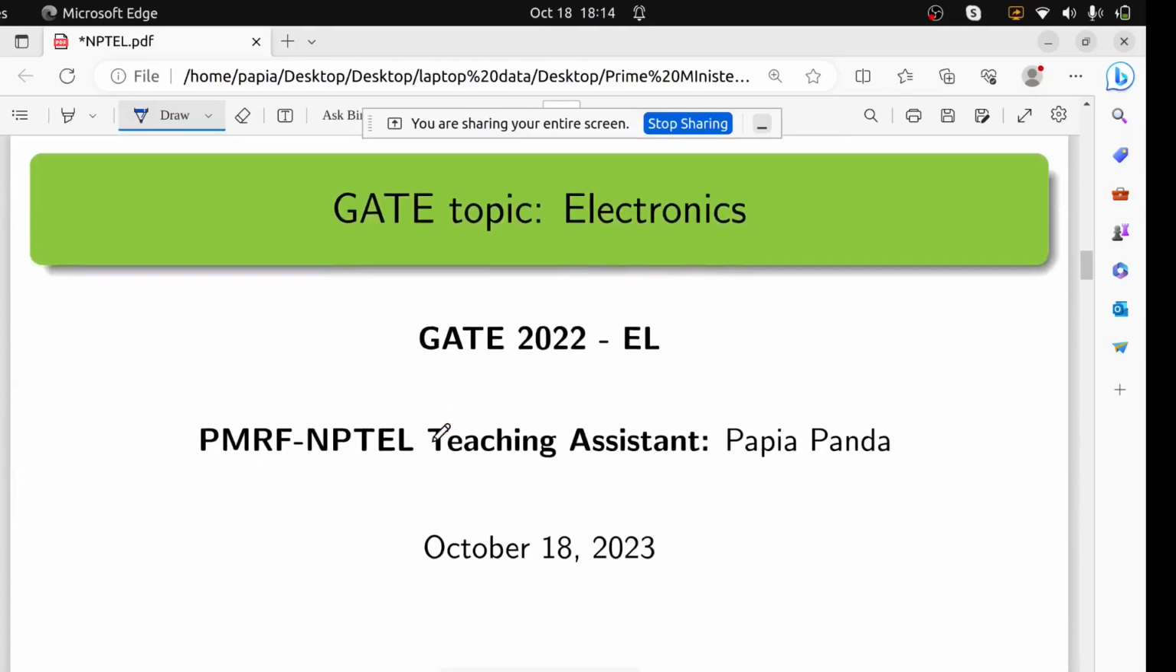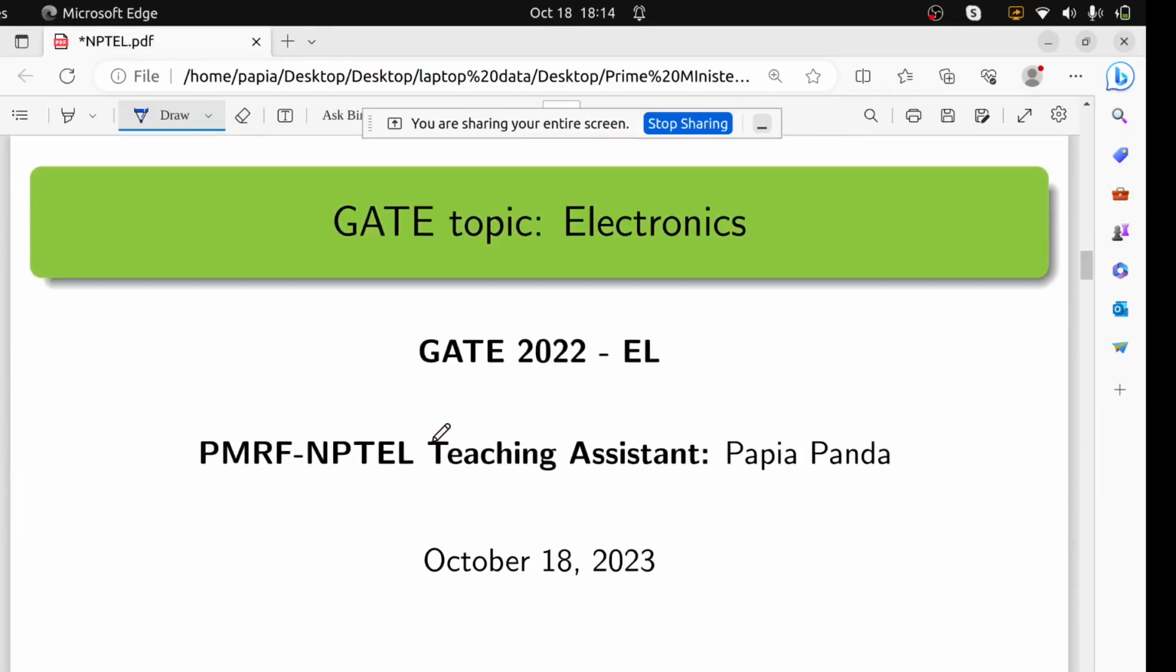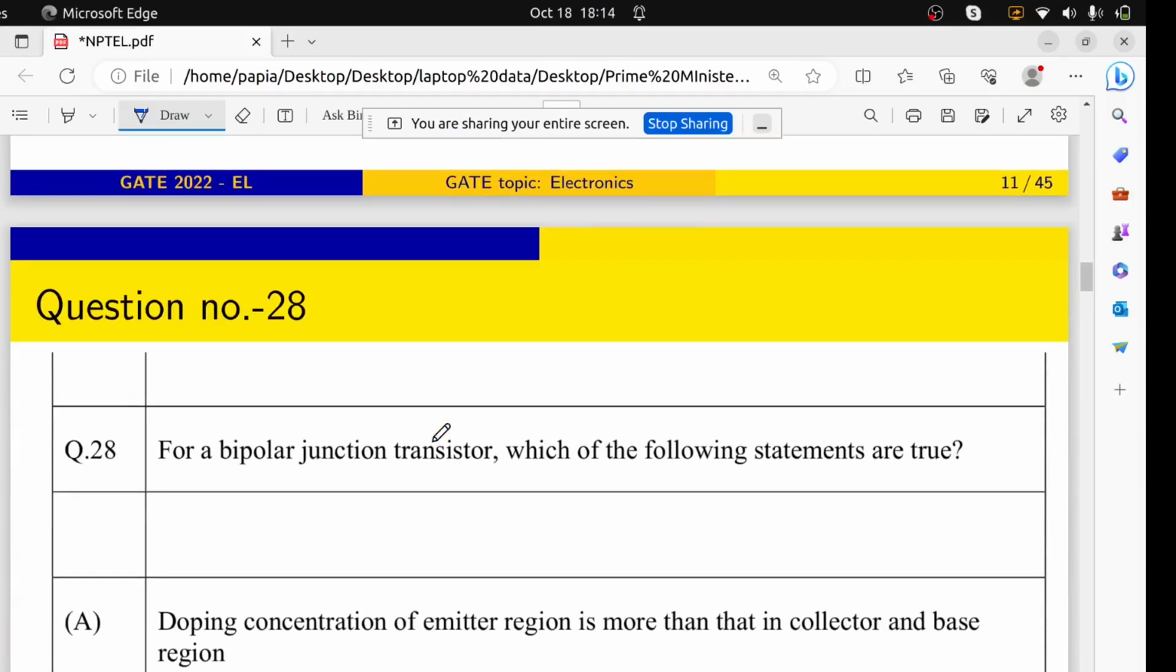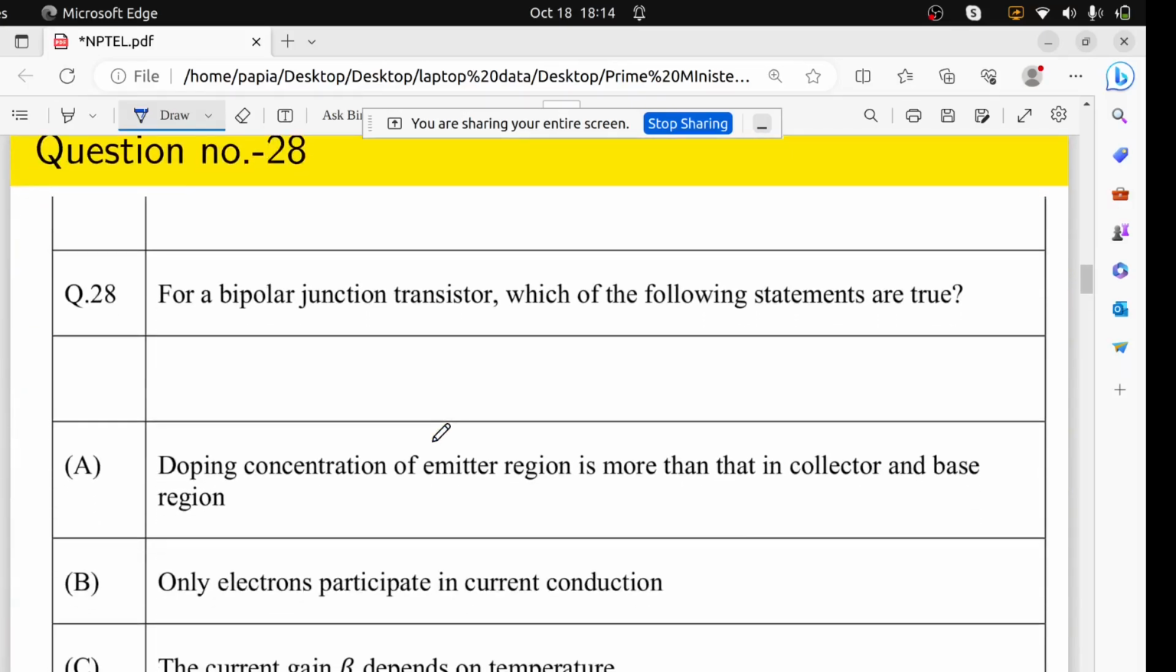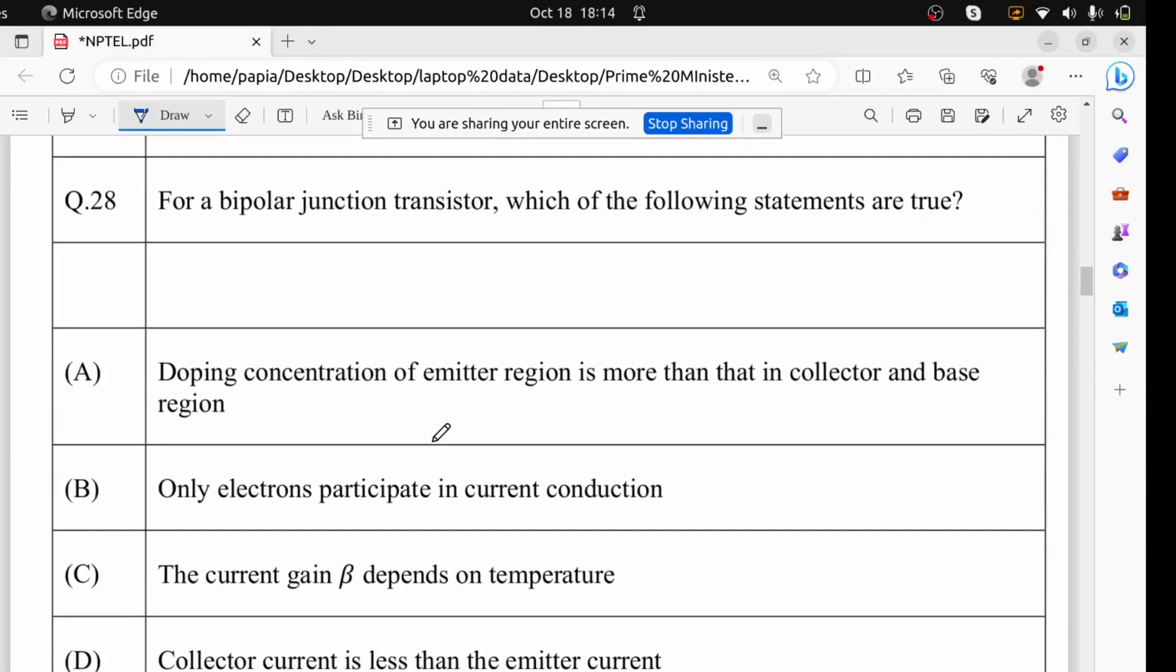Okay. So this is the next question, and the next question we have taken from GATE 2022 question paper, and the question number is 28. Okay, so this is a multiple selection question. That means more than one option can be correct. Okay, so what is the question here? For a bipolar junction transistor, which of the following statements are true?